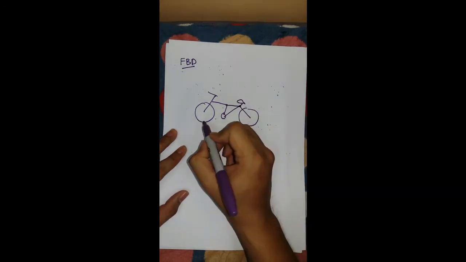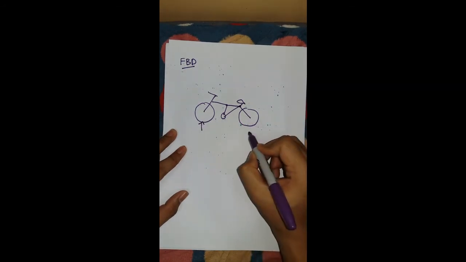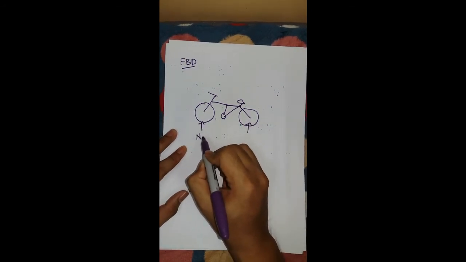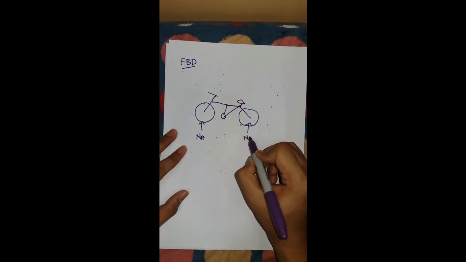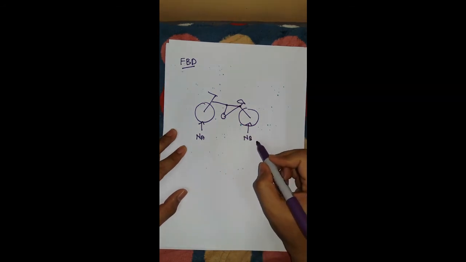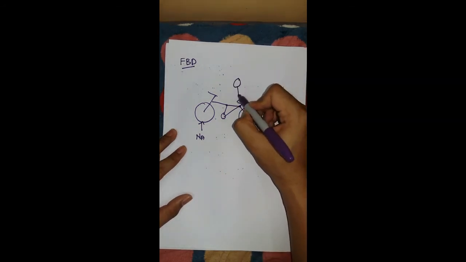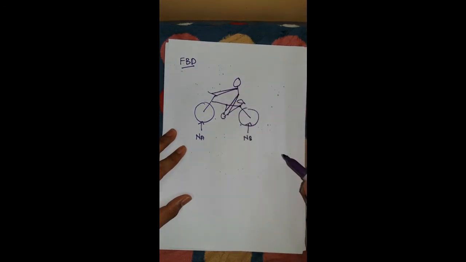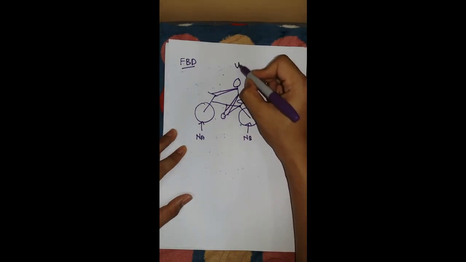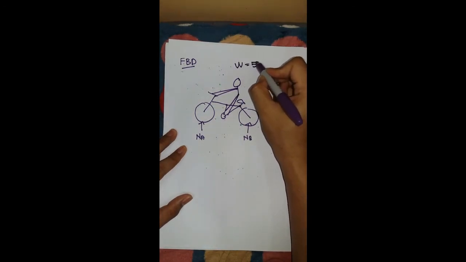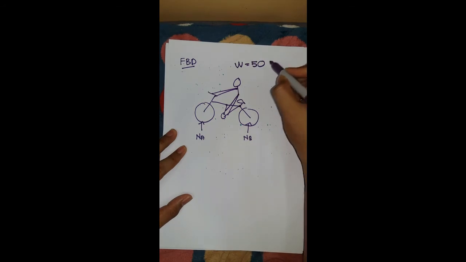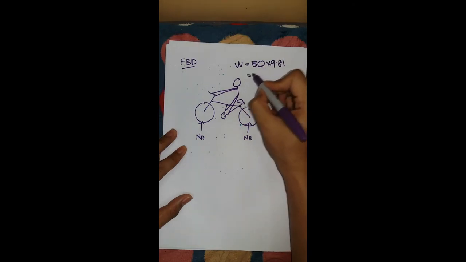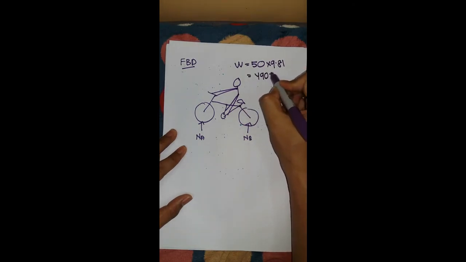Okay, this is the front wheel. We're gonna find the normal here and normal here. So we're gonna state it NA and NB. So there is a person here, a person riding a bike, with a mass of 50 kilos. 50 kilos, when you times it with gravity 9.81, it's gonna be 490.5 Newton.